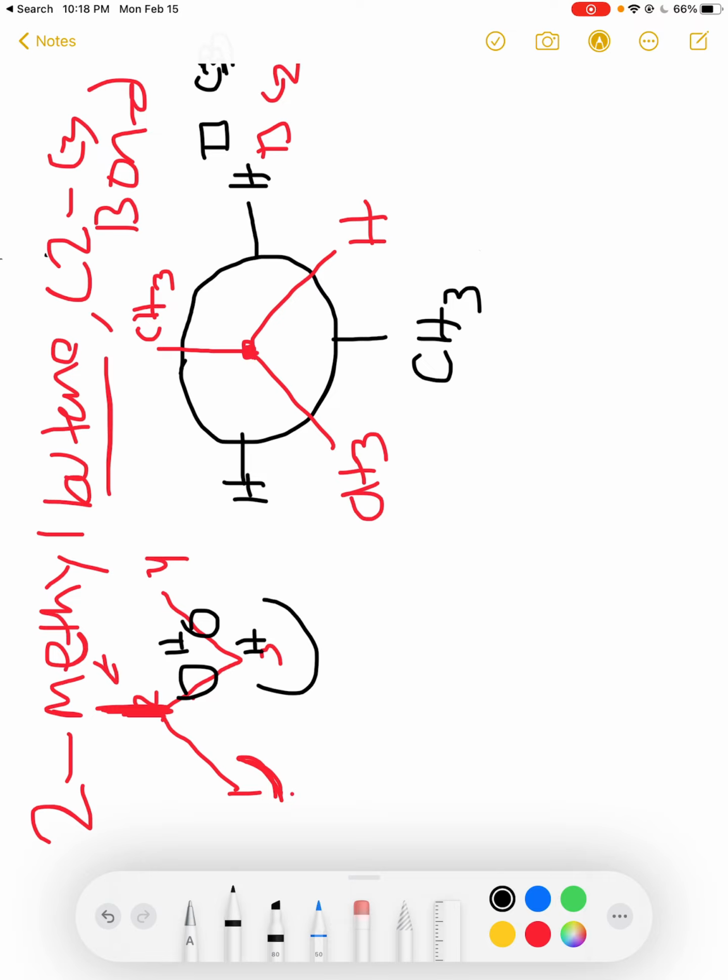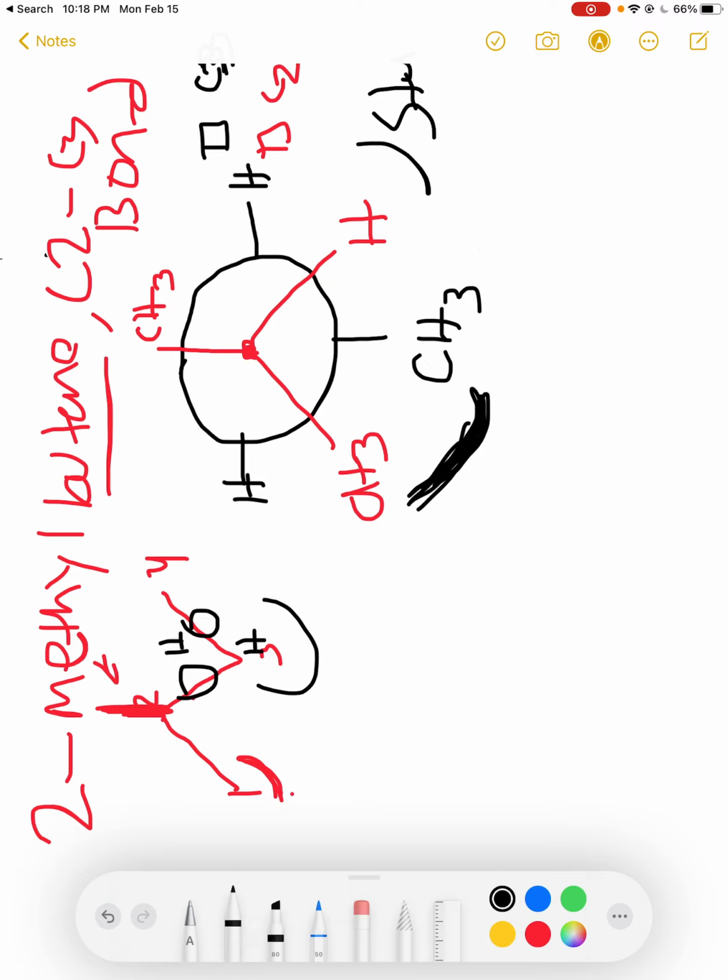Now, it wants you to find the C2 and C3 bond. It wants you to find the least stable and the most stable. So when something's more stable, you want it staggered. Like this right here is stable. It's staggered. It's spaced out. When it's eclipsed, it's not stable. It's compact together. So these methyls right here are too close to each other right now. Even though it's kind of stable, it's still kind of too close to each other.